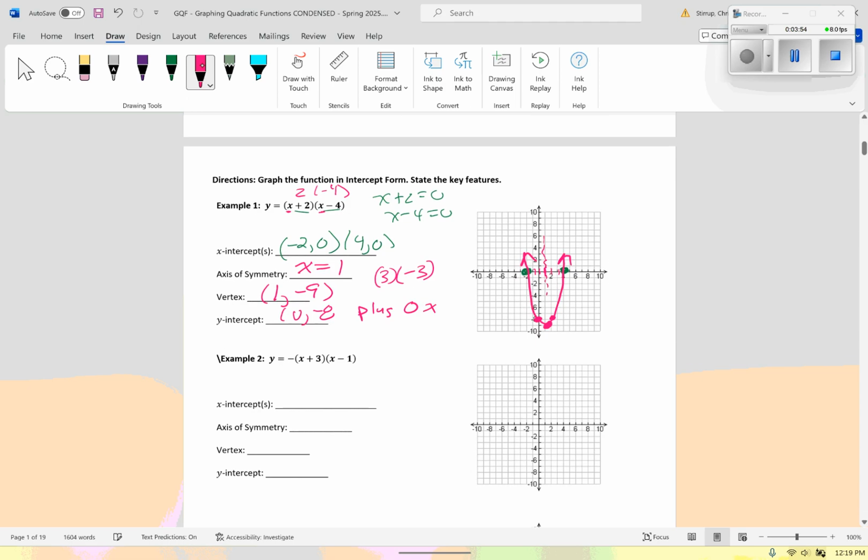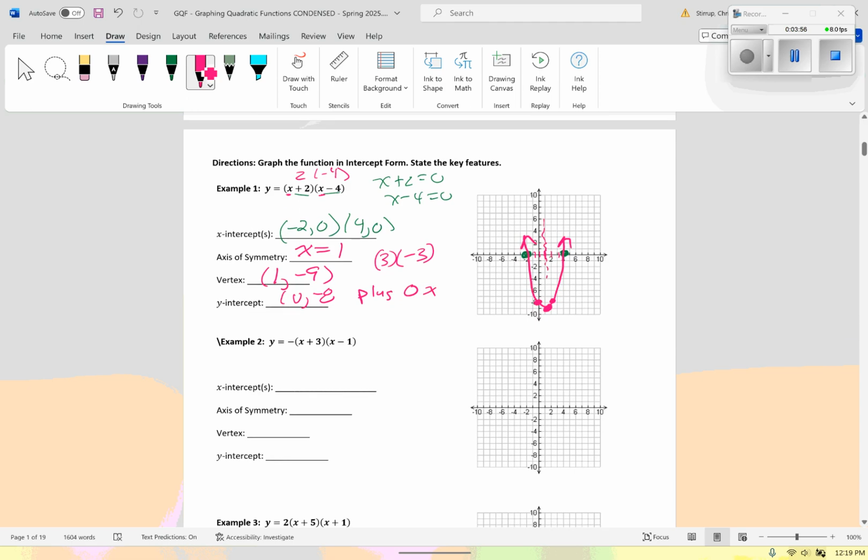Okay? The next example, so my x-intercepts, opposite of this, opposite of that, so negative 3, 0, and 1, 0. So negative 3, 0 is here, 1, 0 over here. Okay, let's figure out our axis of symmetry, what's halfway in between them. So another way I could do it is I realized that from negative 3, negative 2, negative 1, 0, and 1, what number is halfway in between? That would be at negative 1. So x equals negative 1. So here's my axis of symmetry.